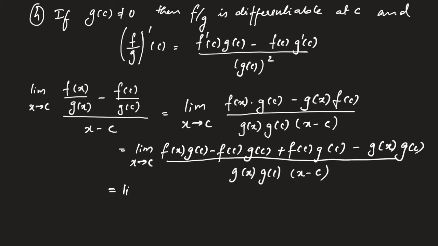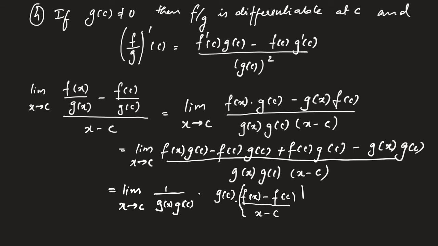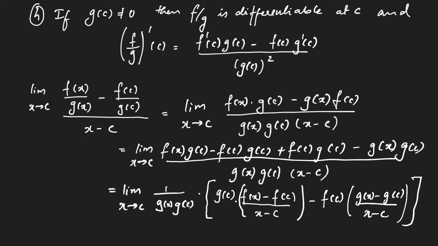And that is equal to limit x tends to c of 1 by g of x into g of c, multiplied by g of c into f of x minus f of c divided by x minus c, minus f of c into g of x minus g of c by x minus c. Notice that this 1 by g of x into g of c is part of both the terms, so we have to put a common bracket.